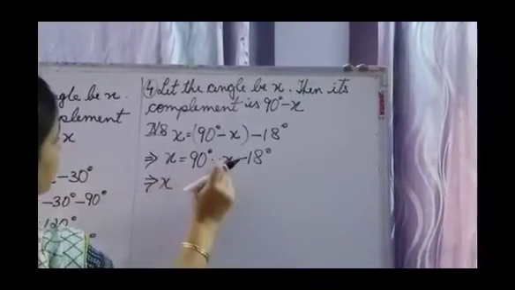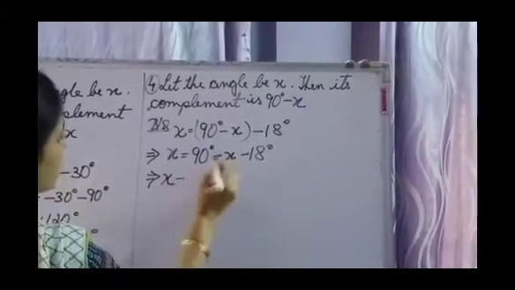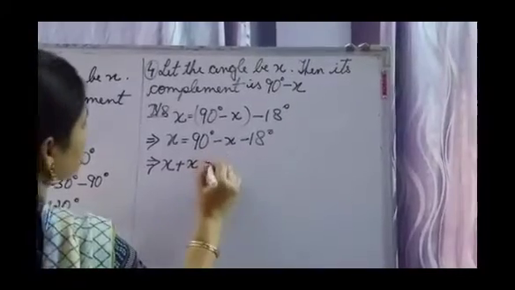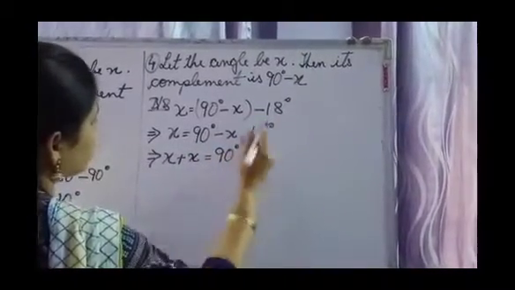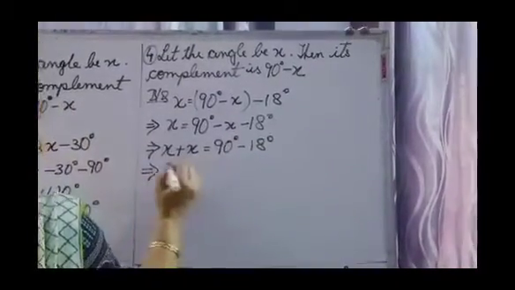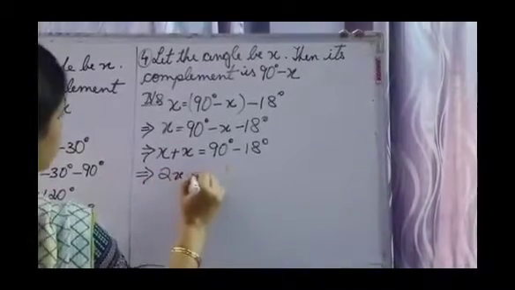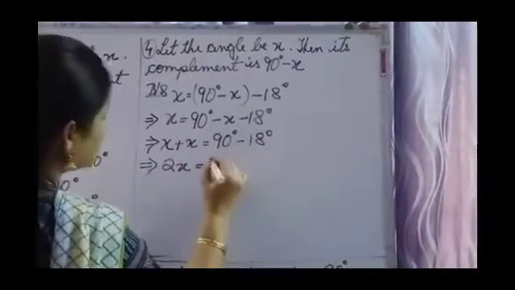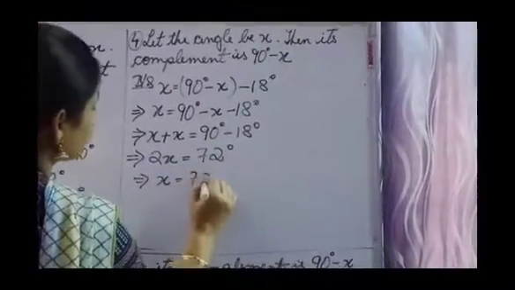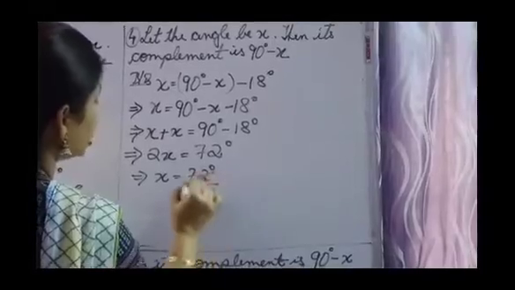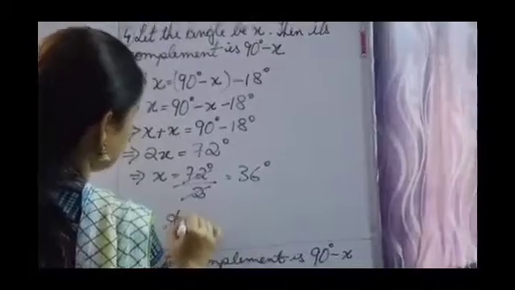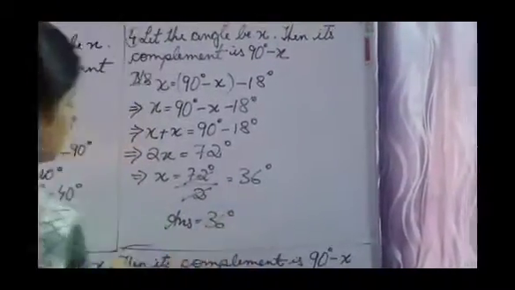Now this x is already here. This x, when I bring it to the left hand side, this minus x will become plus x. So 90 I will keep on the right hand side and minus 18 degree I will keep on the right hand side. So x plus x is equal to twice x. Now 90 minus 18 is equal to 72 degree, and so x is equal to 72 degree divided by 2. When you cancel it, you will get 36 degree. So the answer is 36 degree.